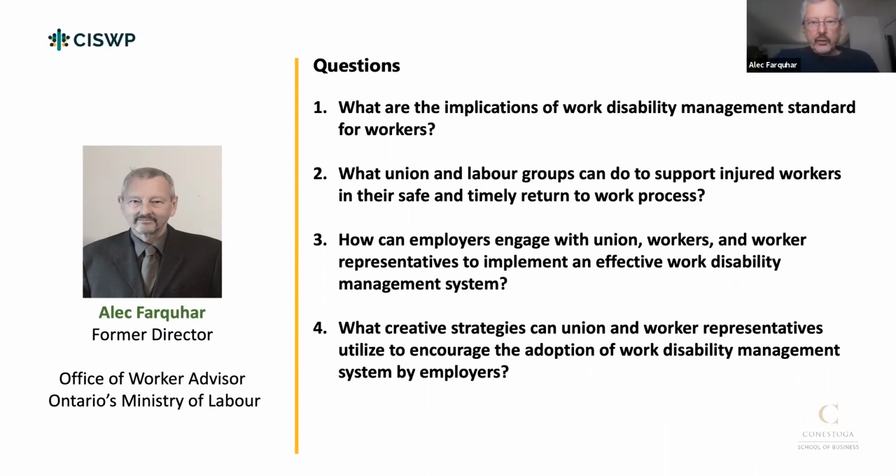Question 3 is, how can employers engage with unions, workers, and worker reps to implement an effective work disability management system? To me, this is new ground because our standard is new, but I'd advocate that employers take a really good look at engaging with the union fully around implementation of the standard. A place that a lot of workplaces have started that I feel has worked out quite well is to do a full documentation of the current state together. It can be an audit, a survey, a review, a situational assessment is what some people call it.